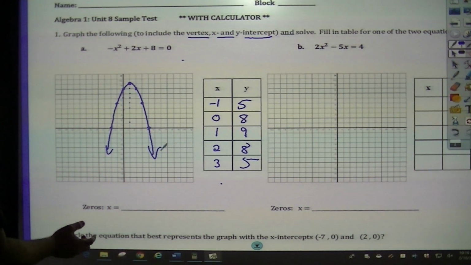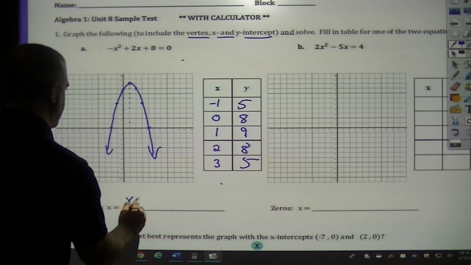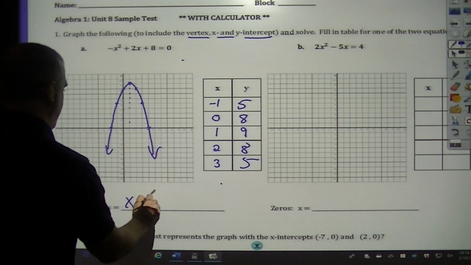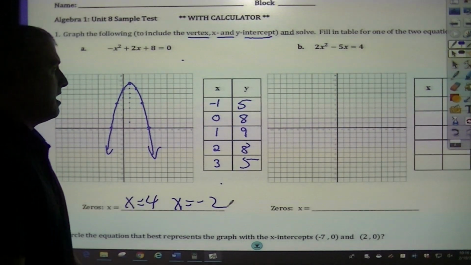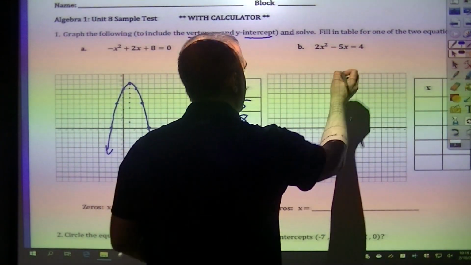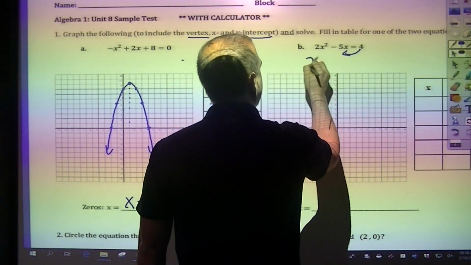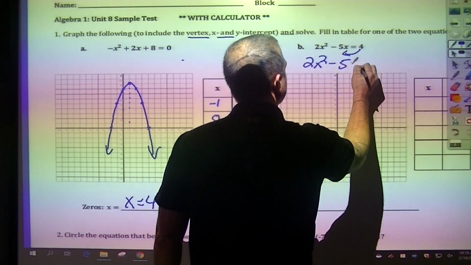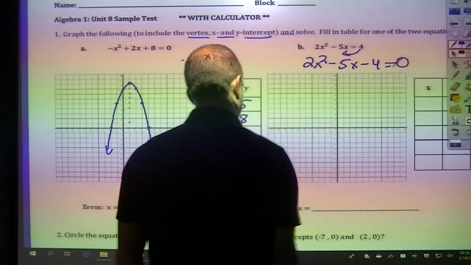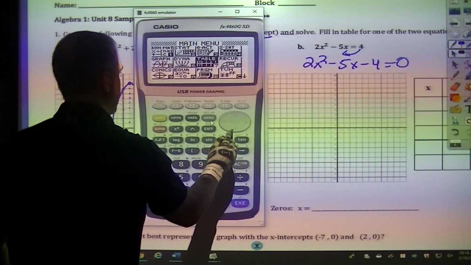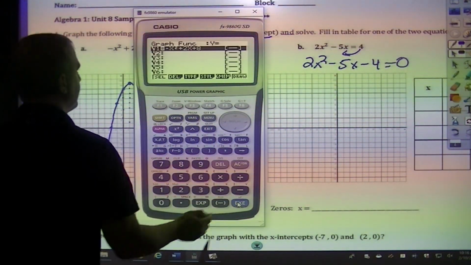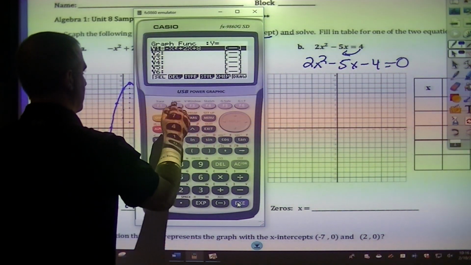All right, and my zeros, we already said we're at 1, 2, 3, and 4, and x equals -2. Okay, now on this problem, what I have to do is move that 4 back. So this is what my problem actually looks like. Okay, all right, so I'm going to go into the calculator here, and I'm going to graph this. Okay, so let's go ahead and delete.